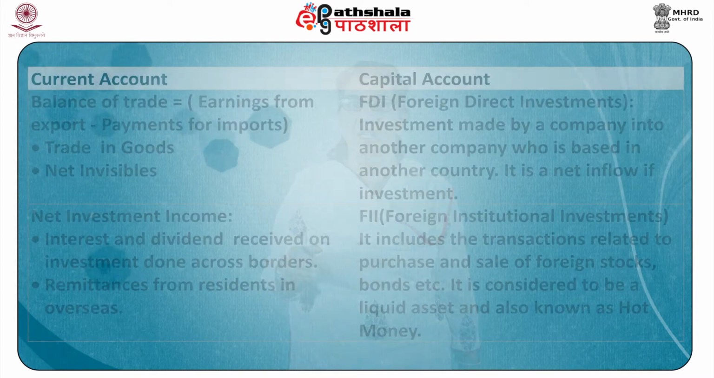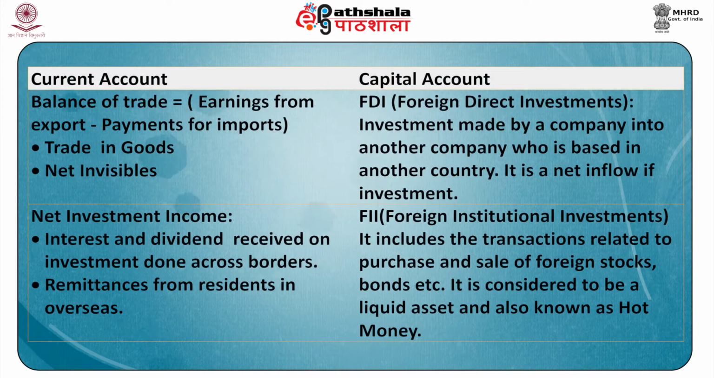Broadly, the current and capital accounts include the transactions of the following items. Under current account, we have balance of trade, which is equivalent to earnings from exports minus payments for imports, trade in goods, and net invisibles. Under capital account, we have FDI, which is foreign direct investment, that is, investment made by a company into another company based in another country. It is a net inflow of investment.